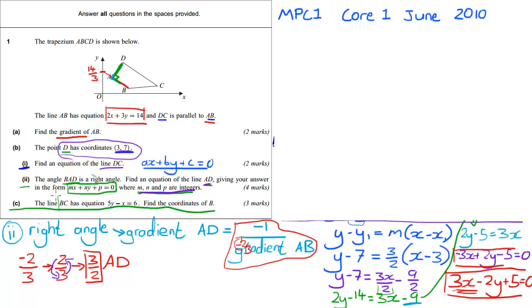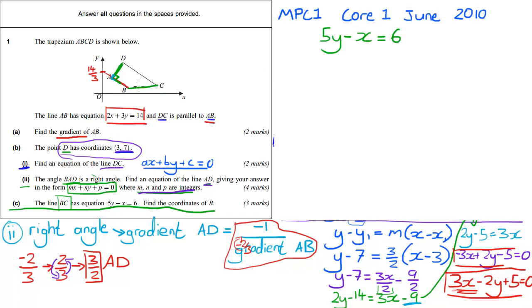We get told the line BC, so this line running up here, this line that we haven't used yet, has this equation. So find the coordinates of B. Right, so let's write down that equation. So we've got 5y minus x is equal to 6. That is one of our equations.